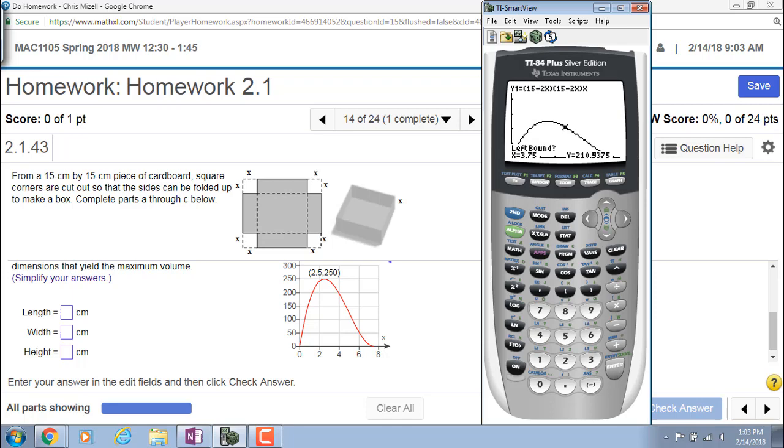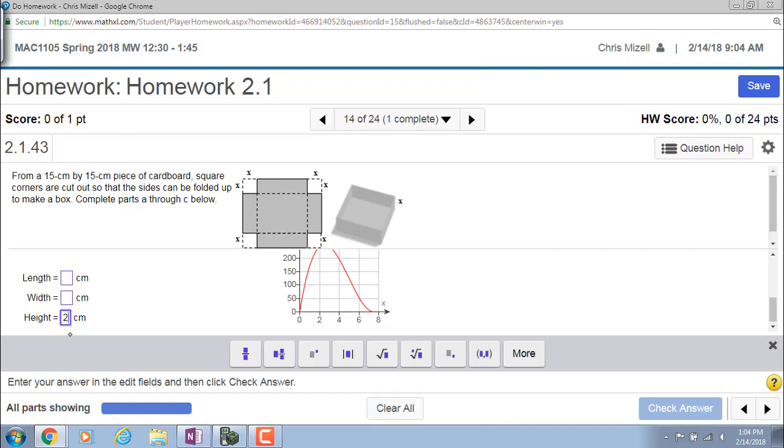maximum. I'm going to go with the left bound of about 2 centimeters and a right bound of 4 centimeters and a guess of 3 centimeters. And it looks like 2.5 centimeters. I'm going to say 2.4999989 is close enough to 2.5 to call it 2.5. So 2.5 centimeters is the side length of these little cardboard cutout squares, and it's also the height. So we'll put 2.5 centimeters in for the height.